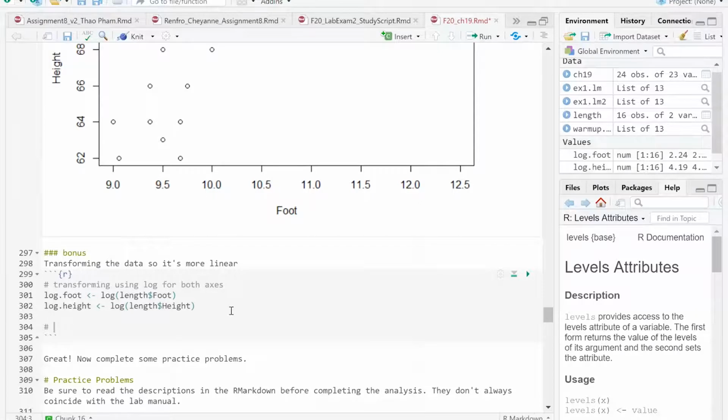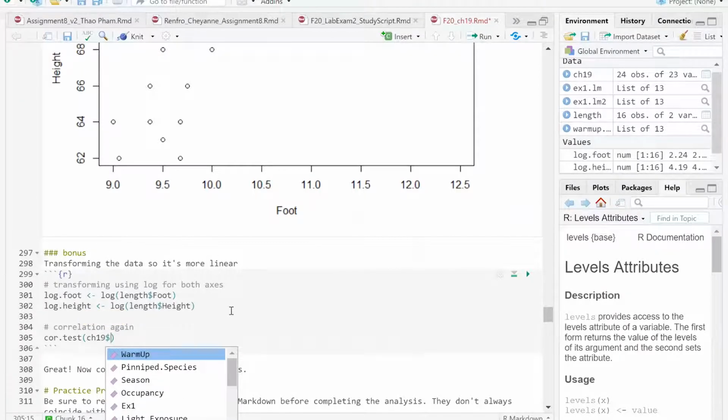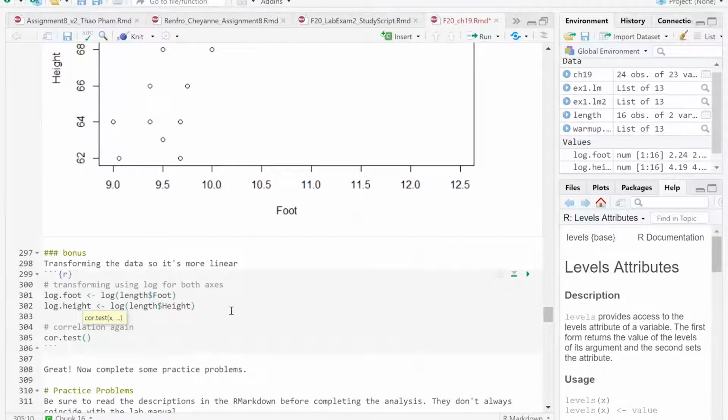So we're transforming them. Now we can do the correlation again, so cor.test. Because we created 2 new objects, we don't even have to use the chapter 19 data, because there are no columns called log foot or log height in the chapter 19 data, the length data. So it's really just log foot versus log height.